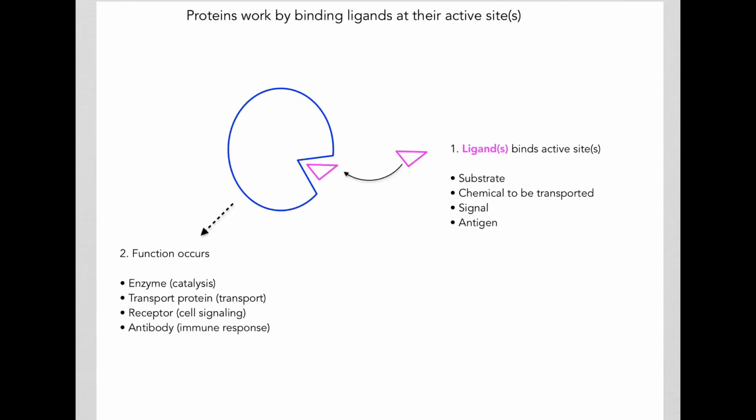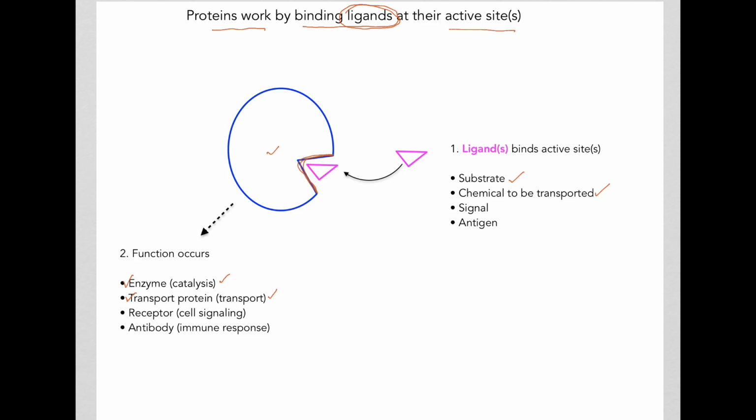Remember that proteins work by binding ligands, some sort of chemicals, at their active site. So we have a protein, and this is the active site of the protein. If the protein is an enzyme, then the ligand is a substrate, and the function of the protein would be catalysis. If the protein was a transport protein, then the ligand would be a chemical to be transported, and the function of the transport protein would be transport.